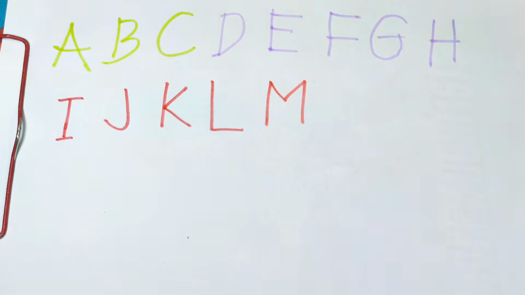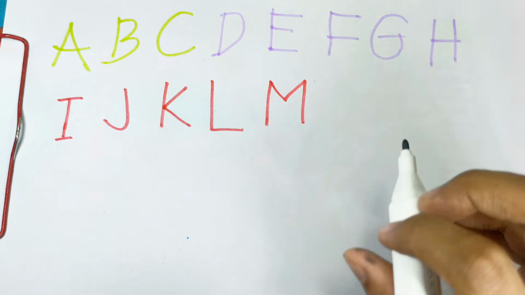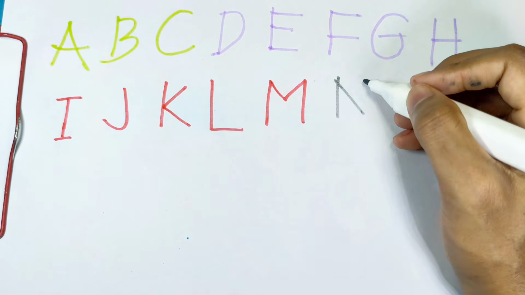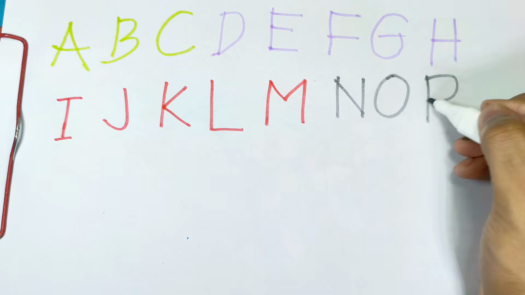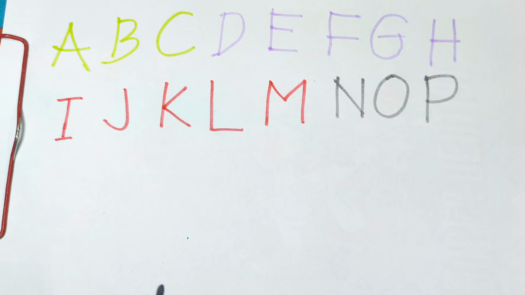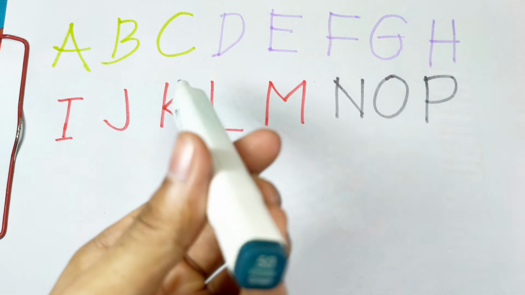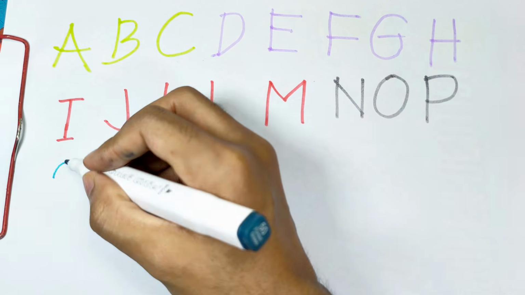M. M for moon, M for mango. Warm gray color. The next one is N. N for nose, N for nest. O. O for octopus. P for penguin. Now we're writing the alphabet of Q. Forest green color. Q for queen.